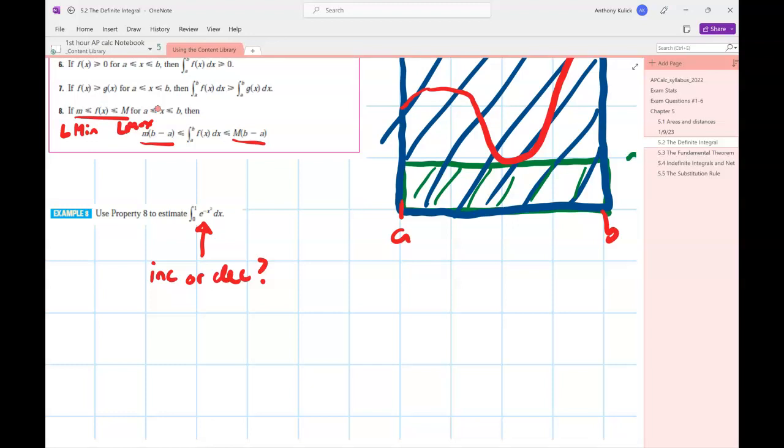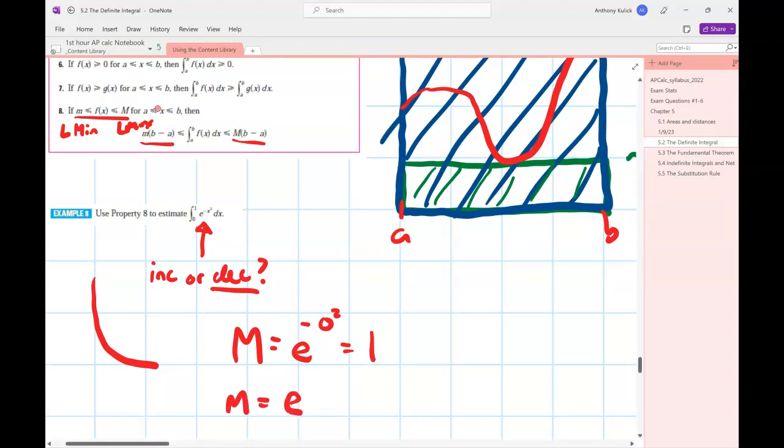So e to the negative x looks like this, right? So e to the negative x squared is also going to look basically like that, or close enough. Everybody agree? So it's decreasing. So my cap M is going to be e to the negative 0 squared, which is 1. And my little m is going to be e to the negative 1 squared, which is e to the negative 1.